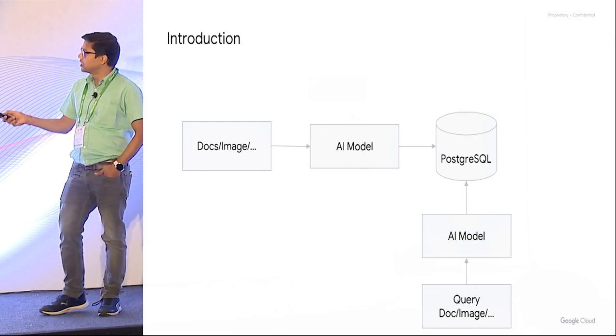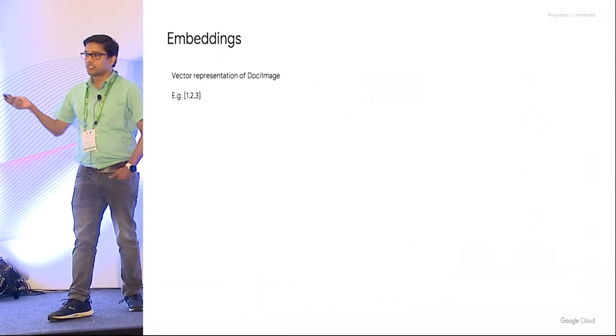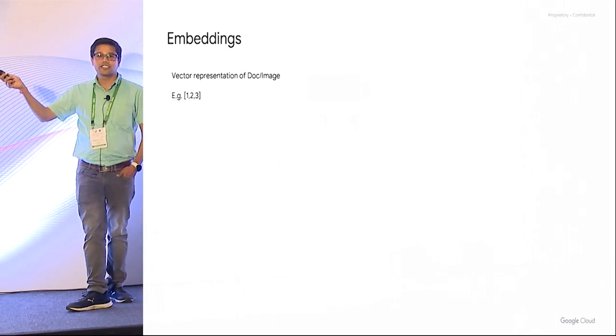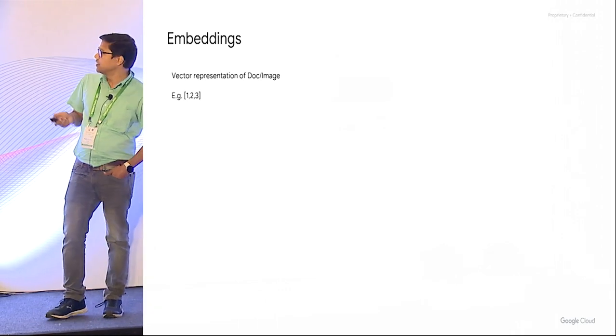Then there are some top-level keywords, and I'll just explain those. The first is embedding, which we just talked about. An embedding looks something like this. It's a very simple example with just three dimensions, but in real practice it will be much more than that.